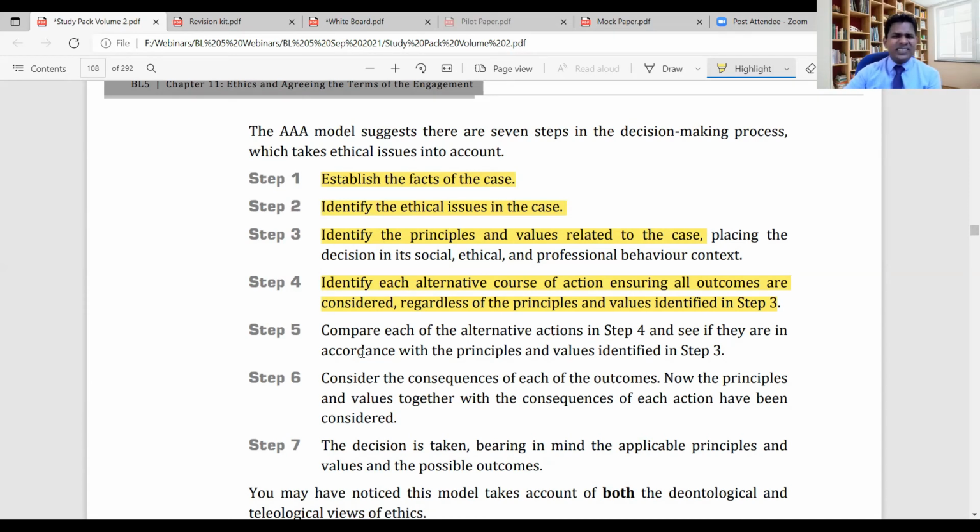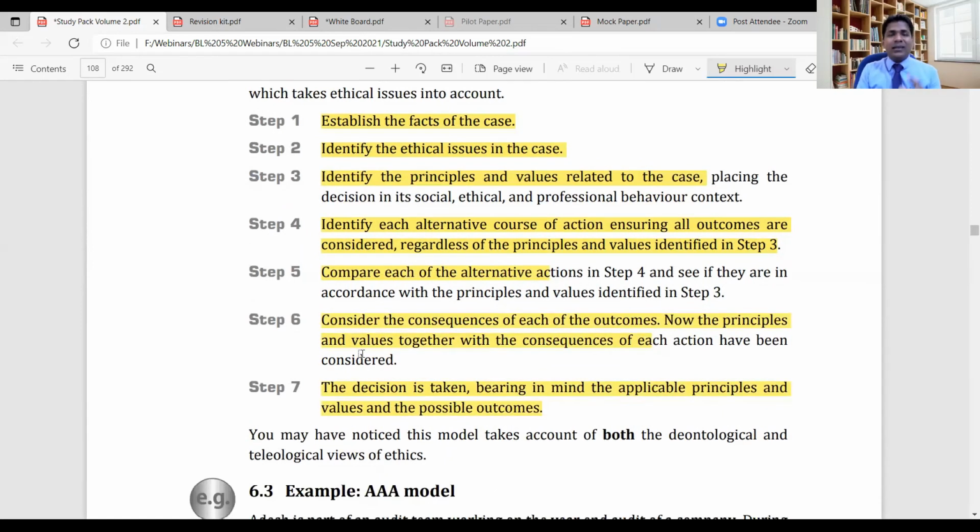Then step number 5. Very simple, this one. Compare each of the alternative actions from step 4 and see if they are in accordance with the principles and values identified in step 3. Compare each of the alternatives. So you compare the alternatives available and see what is best, right? And consider the consequences of each outcome, and the decision is taken bearing in mind the principles and the values and the possible outcome. It's a very simple 7 steps.